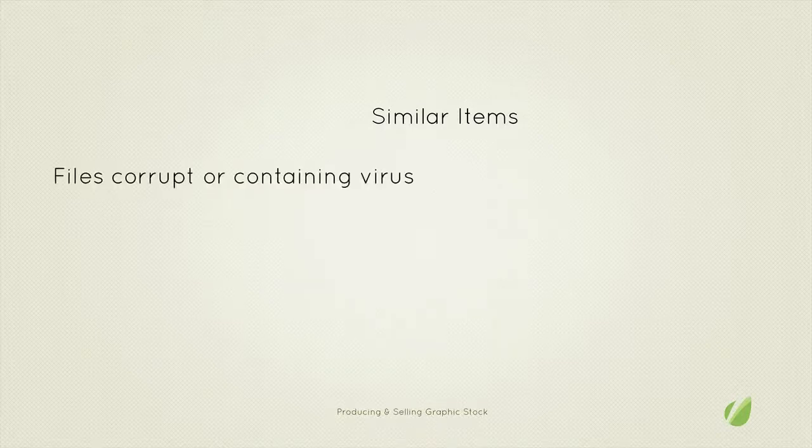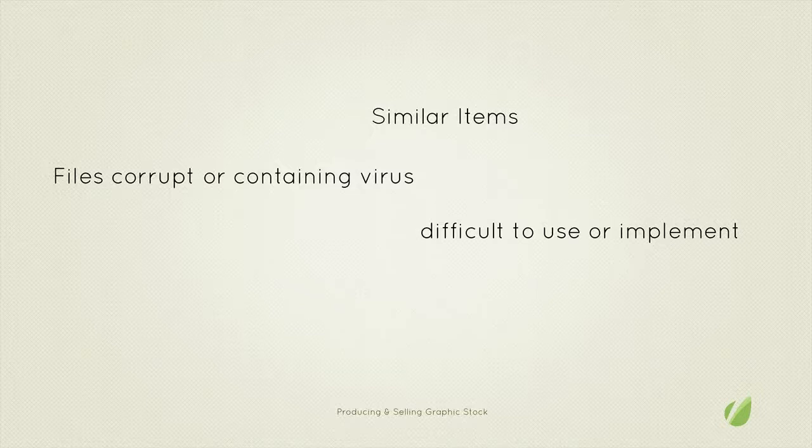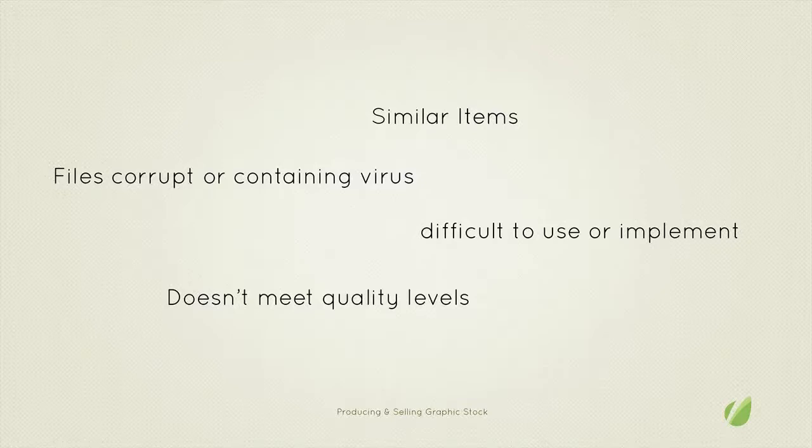If the file is corrupt, say your zip file doesn't open or has been broken upon upload or when you were compressing it, or if it included a virus, then your file would be rejected. If the item is difficult to use or implement, let's say it's very clunky, it's highly advanced, or you haven't included enough instructions, then your file could be rejected because it's just not useful. If the item does not meet marketplace quality or aesthetic standards, then again it will be rejected. That's something we will look into further in this course.